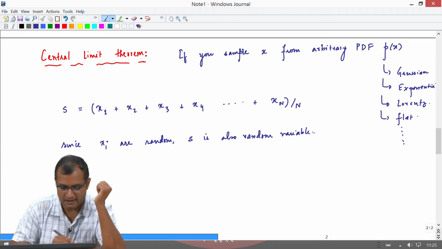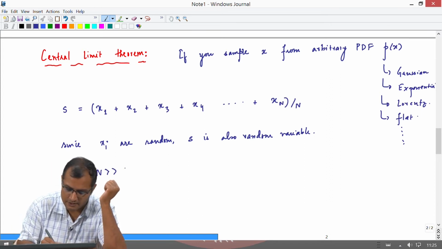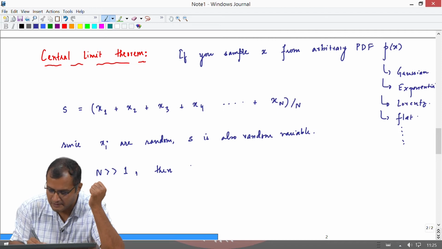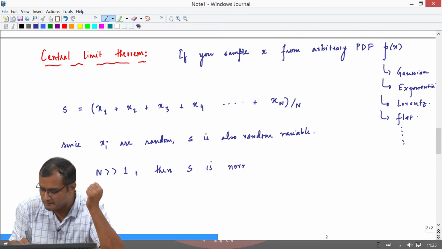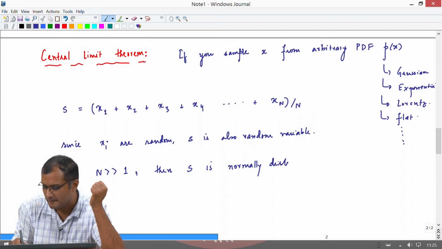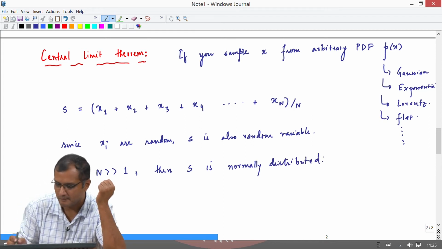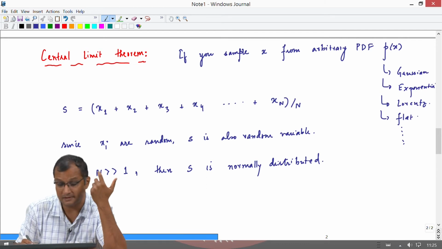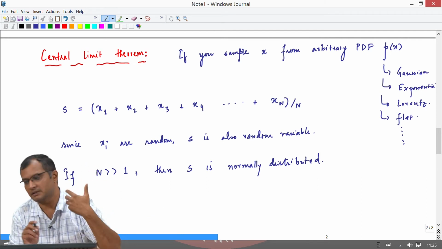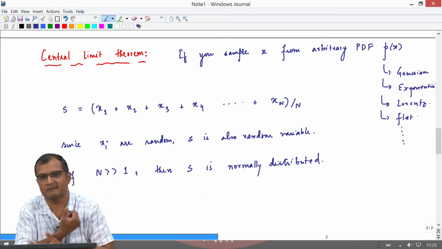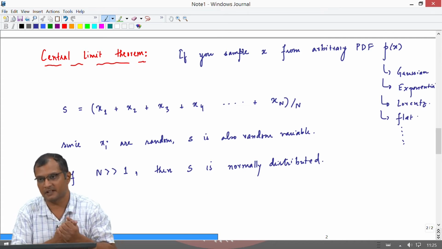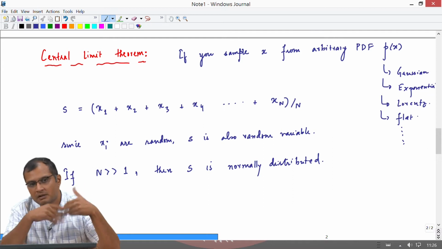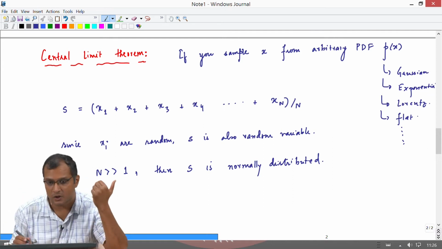Central limit theorem states that if n is very large, okay, the sum of these random variables is normally distributed. Okay. Normally means it is distributed as a Gaussian distribution. Normal distribution and Gaussian distribution are the same. The Gaussian distribution is a general distribution with an arbitrary mean and an arbitrary variance. If you take the mean to be 0 and variance to be 1, you can call it a normal distribution or the standard normal distribution.